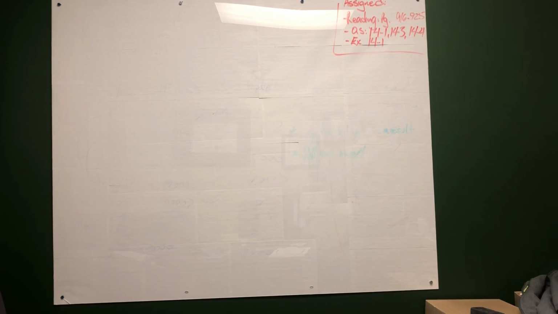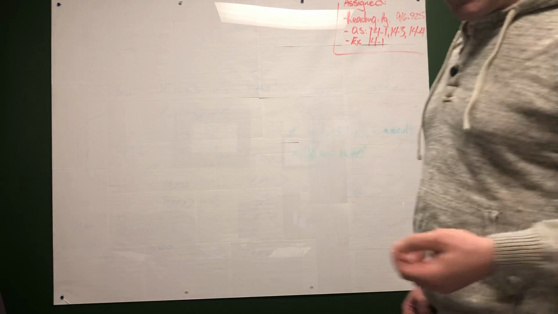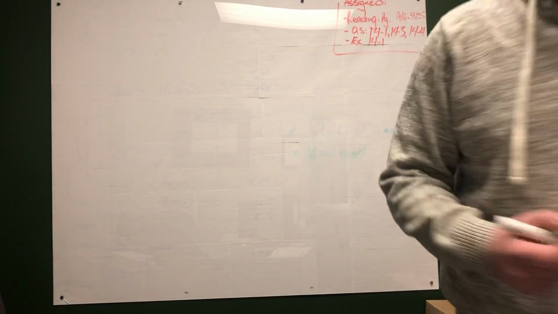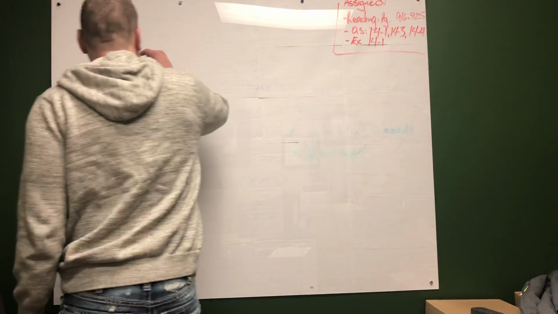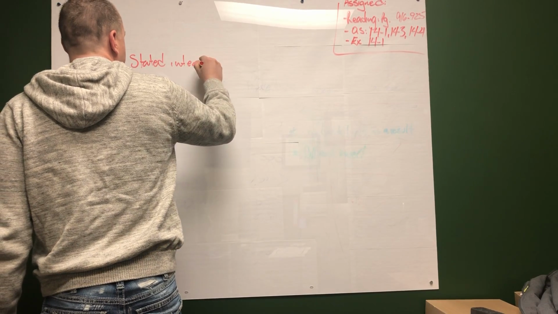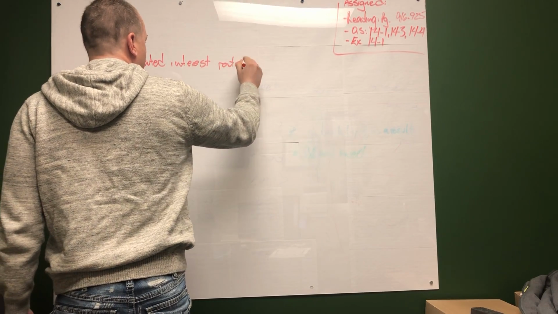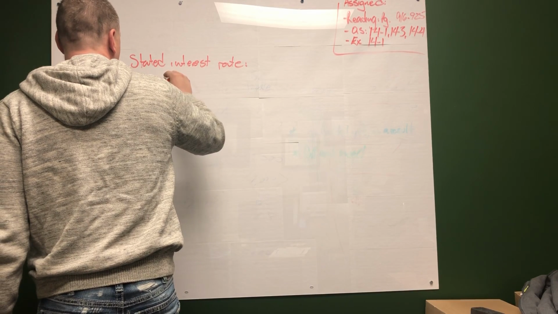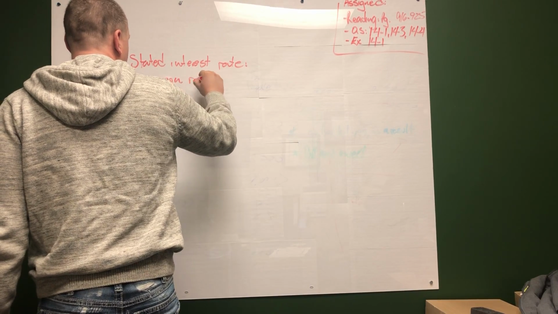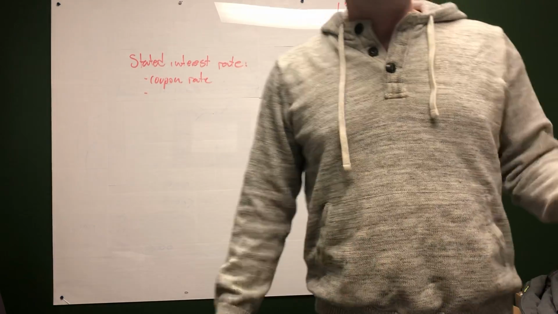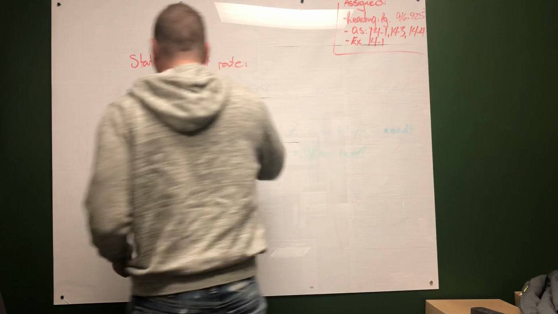So if we look at some more bond characteristics, we have the stated interest rate. The stated interest rate is also called the coupon rate, C-O-U-P-O-N, coupon rate. It's sometimes called the nominal rate or the contract rate.